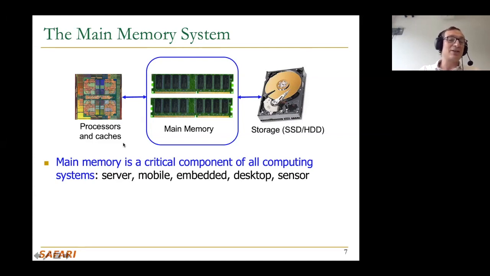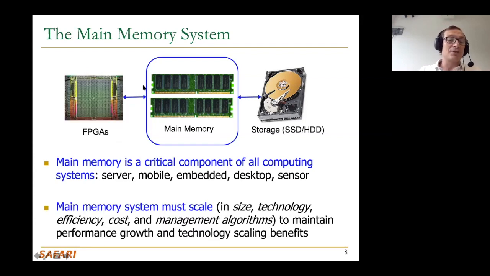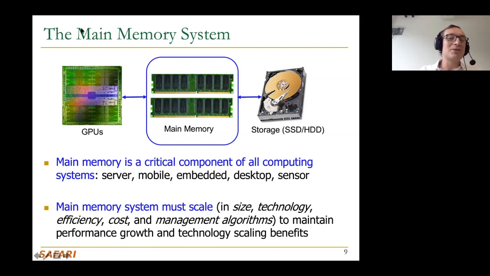And on this side, there could be other stuff also. Whether you're designing processors and caches or FPGAs or GPUs, as I will show you in the next slides, you're bottlenecked by memory. Basically, let me actually show that right now. Everything goes through main memory, basically.